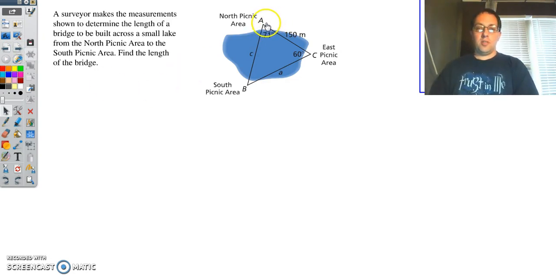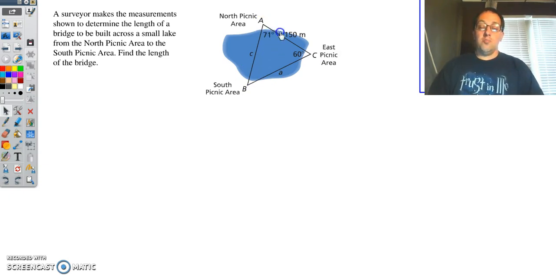A surveyor is making measurements. He's made these measurements here. He knows that from North Picnic area, East Picnic area, South Picnic area, we've got angles that he's measured out, and he's managed to measure this at 150 meters. Right? But they're going to build a bridge from North Picnic area to the South Picnic area, and they need to know how long of a bridge to make. And they can't really measure that very well going across the lake there. He didn't manage to measure this one, but this one's too long.